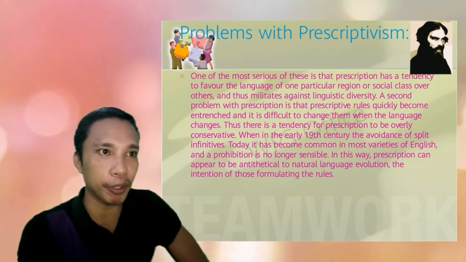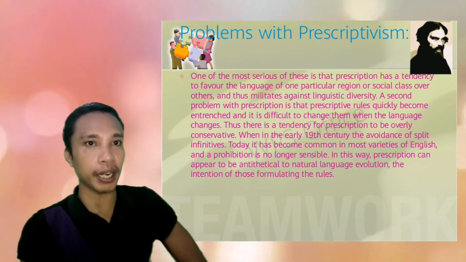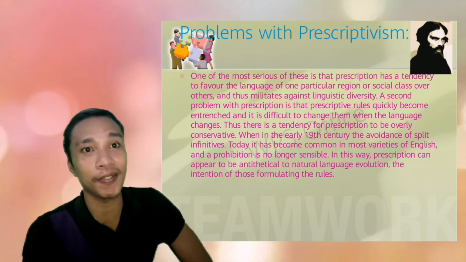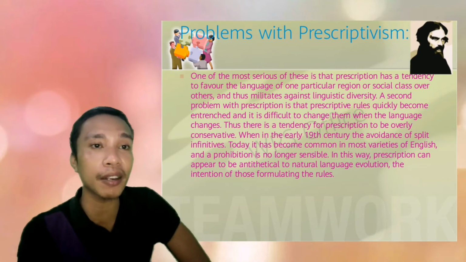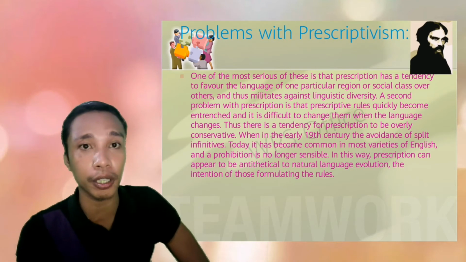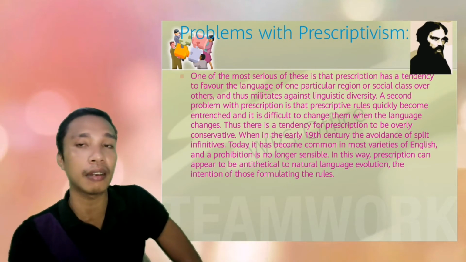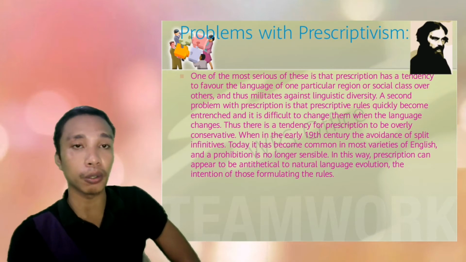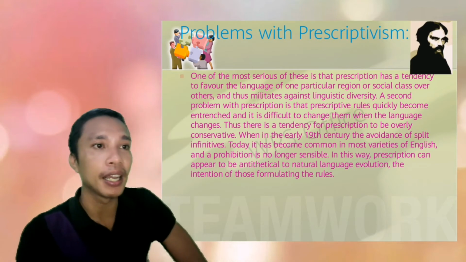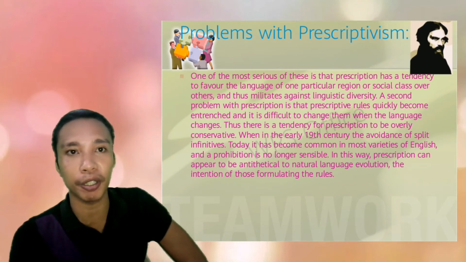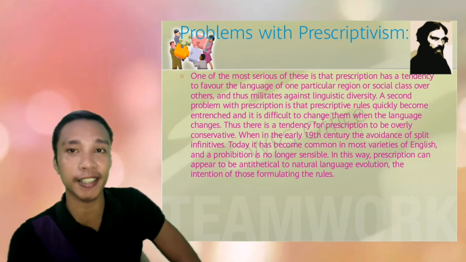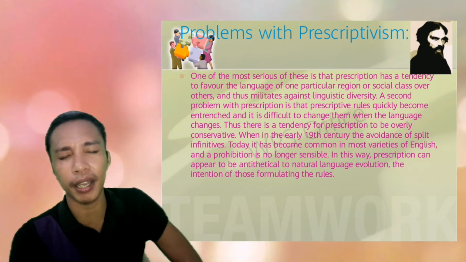A second problem with prescription is that prescriptive rules quickly become entrenched and it is difficult to change them when the language changes. So what do you mean exactly by that? If we have a prescriptive language, it would be difficult for us to change it, of course, because that's the specific language that we're born with, that we are taught to use and we're told to use all throughout our life. So it's going to be hard for us to change it. Thus, there is a tendency for prescription to be overly conservative.